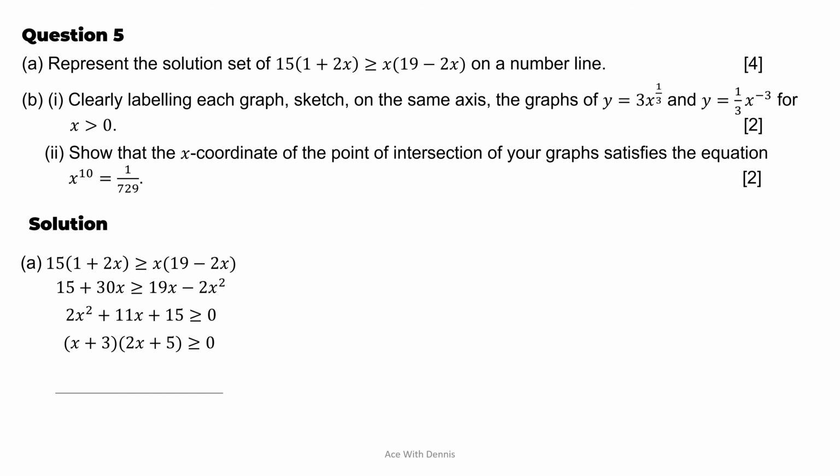Then we can start to draw the quadratic graph. The roots are negative 3 and negative 5 over 2. It is a smiley face and it is greater than or equal to 0, so we take this region and this region, because both are above the x-axis. Therefore, the range for x will be x is less than or equal to negative 3 or x is greater than or equal to negative 5 over 2.